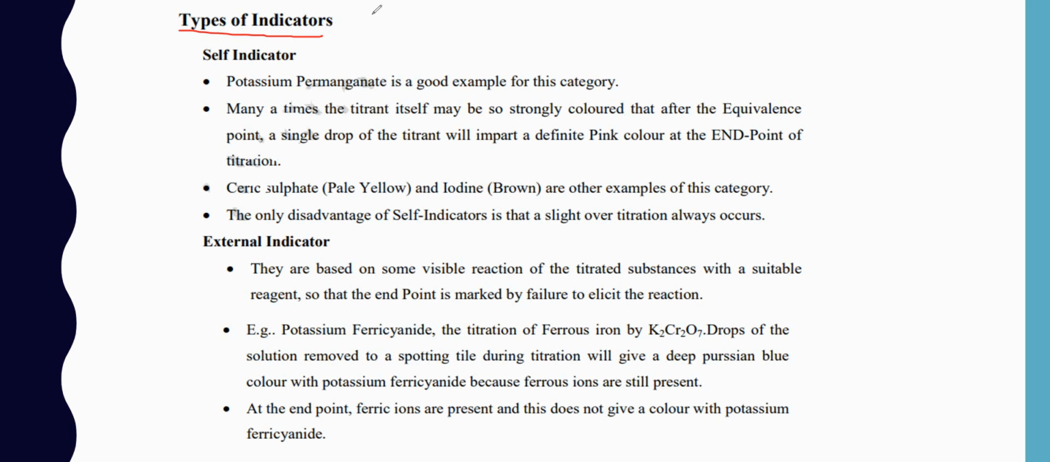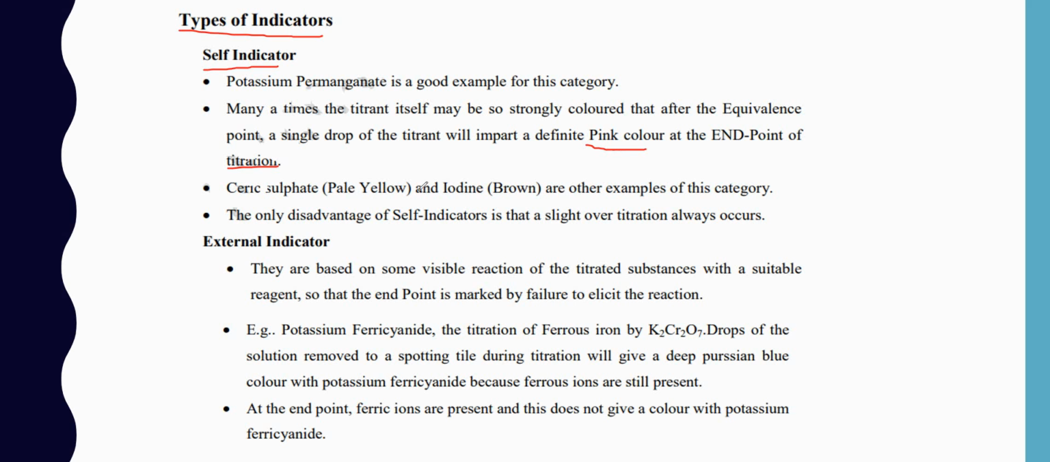First is the self indicator. Potassium permanganate is one of the best examples of a self indicator. Many times the titrant itself may be so strongly colored that after the equivalence point a single drop of titrant will impart a definite pink color at the end point of the titration. So potassium permanganate itself can be used as a titrant and also as an indicator. So it is a self indicator.